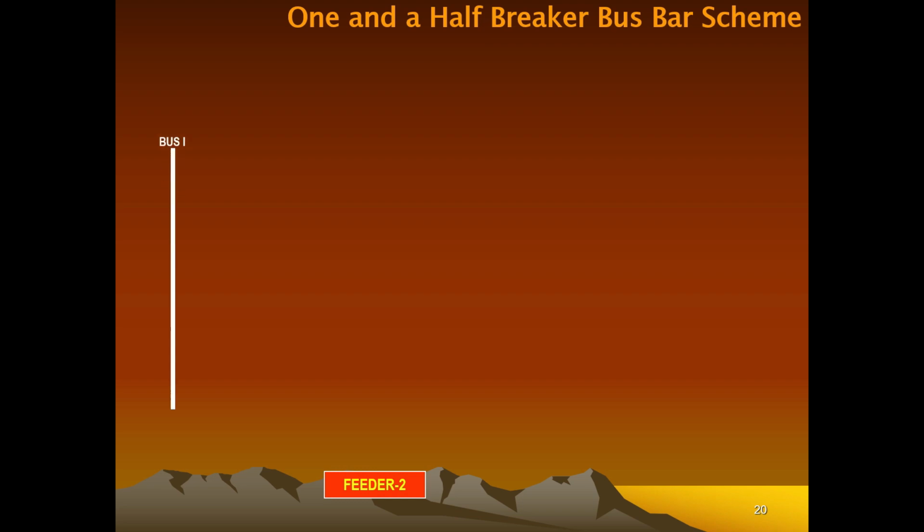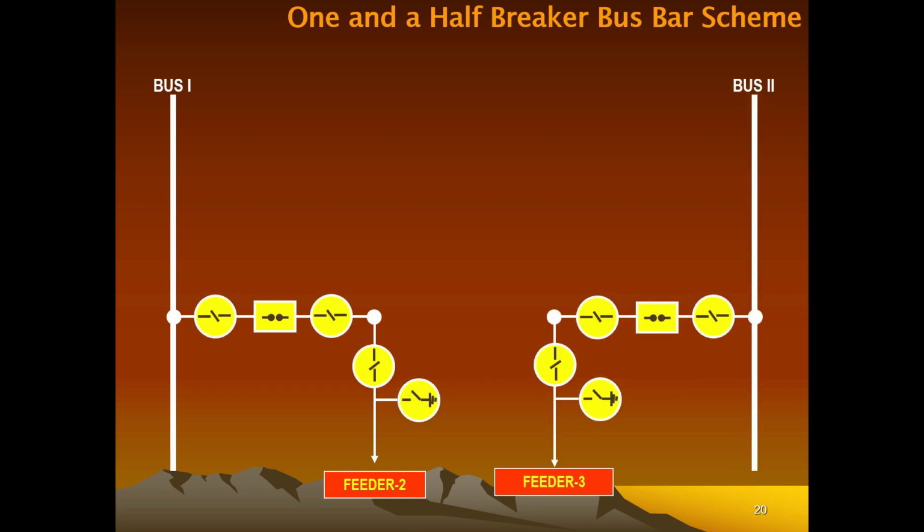Suppose there are two feeders, feeder 2 and feeder 3. Feeder 2 is connected through bus 1, and feeder 3 is connected through bus 2. Up to this point, these feeders have only a single feed, that is, feeder 2 from bus 1 and feeder 3 from bus 2. But we can connect these two feeders by using another tie breaker and isolators, and now both feeders will have two feeds. That's why it is called the 1.5 circuit breaker scheme: two feeders are connected through three breakers, 1, 2 and 3. So two feeders are controlled by three circuit breakers, and then it is called the 1.5 circuit breaker scheme.